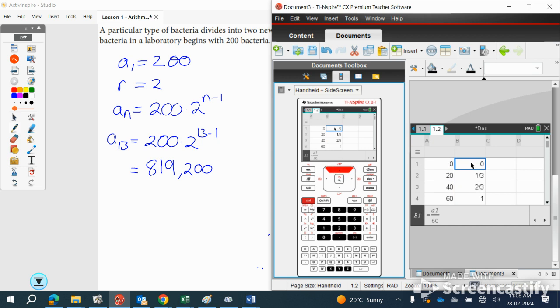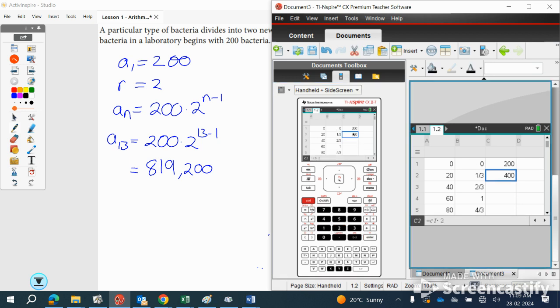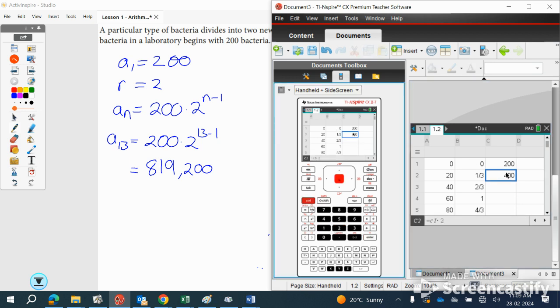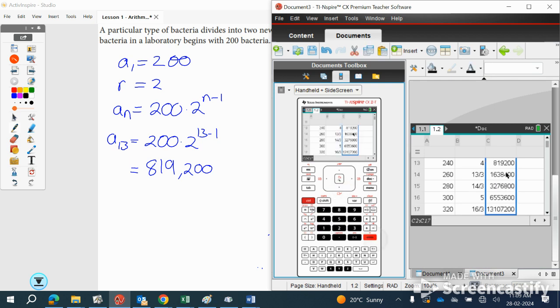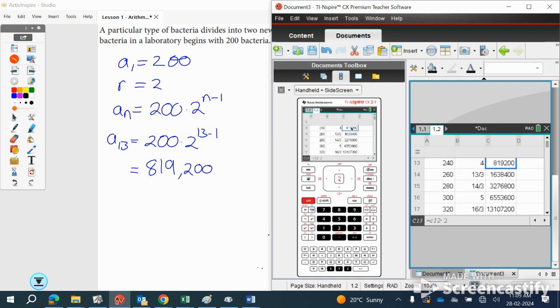I wanted to solve the problem. So we start off with 200. And then here I can say equals C1 times 2. And then I see the whole progression as it builds. So I take that one and copy this one down. Press enter. There's my answer.